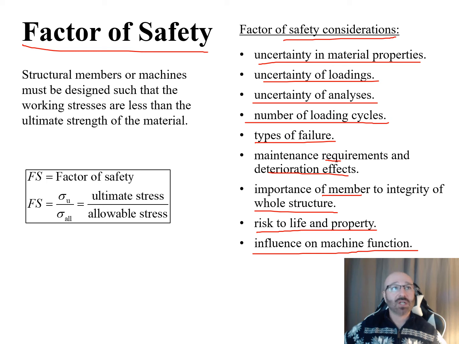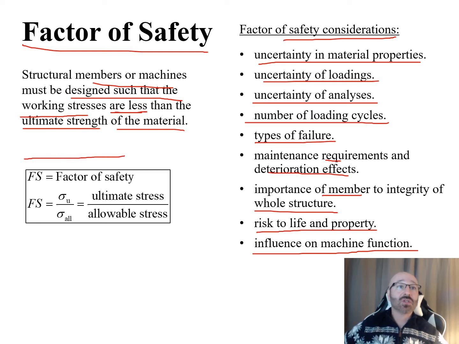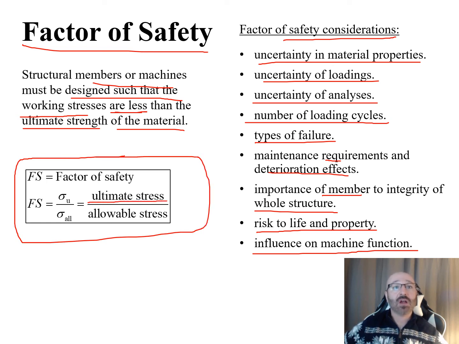Structural members or machines must be designed such that the working stresses are less than the ultimate strength of the material. That's where our factor of safety calculations come in. Fs, our factor of safety, is equal to our ultimate stress divided by our allowable stress. This is our definition and key equation as we're dealing with our factor of safety.